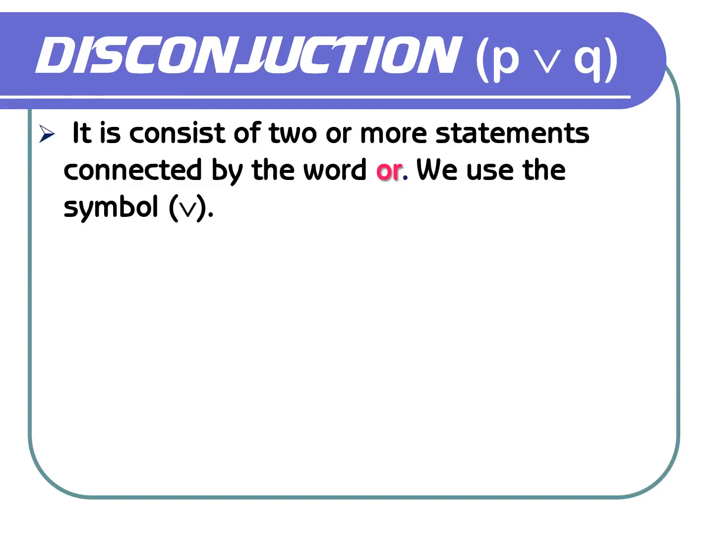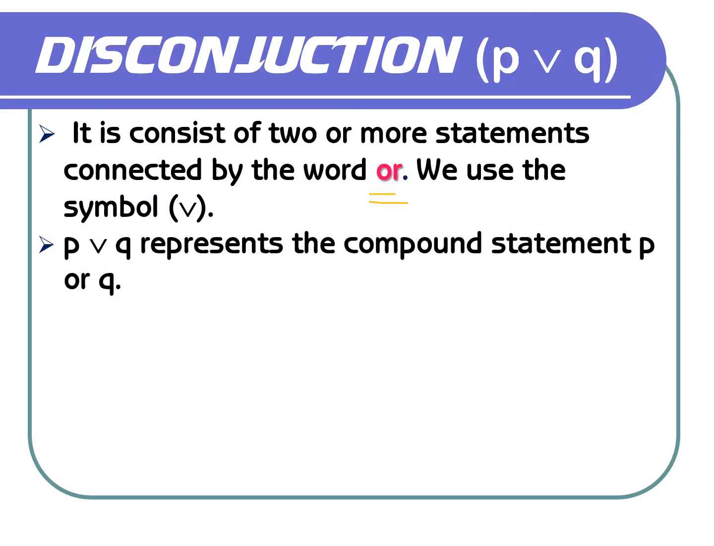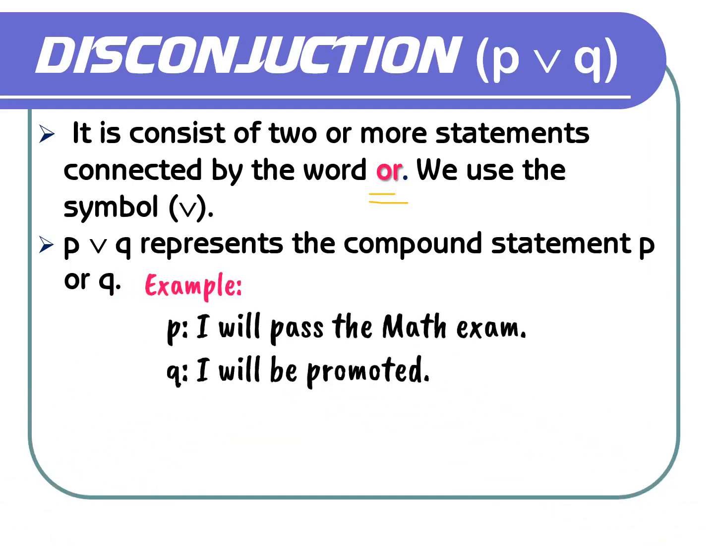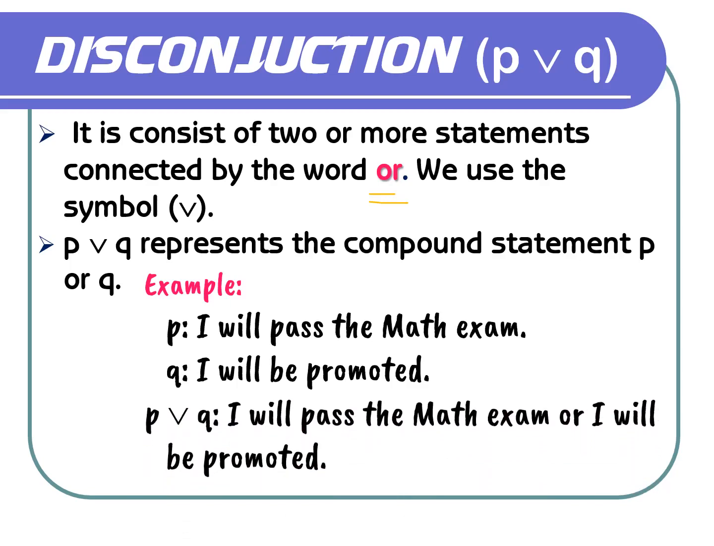Okay, this time let's have disjunction. It consists of two or more statements connected by the word or. We use the symbol V. So P V Q represents the compound statement, and you read this one as P or Q. For example, the symbolic logic P, I will pass the math exam, and then Q, I will be promoted. If we do the disjunction, we will have P or Q: I will pass the math exam or I will be promoted. So this is how you do the disjunction using the word or.